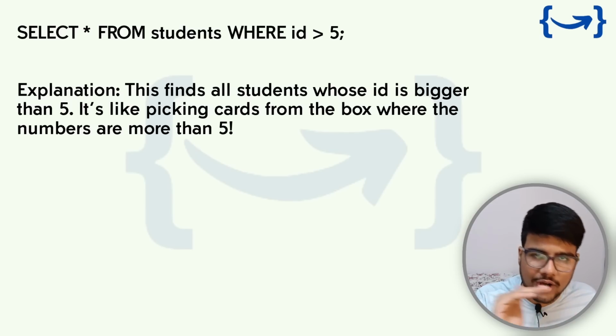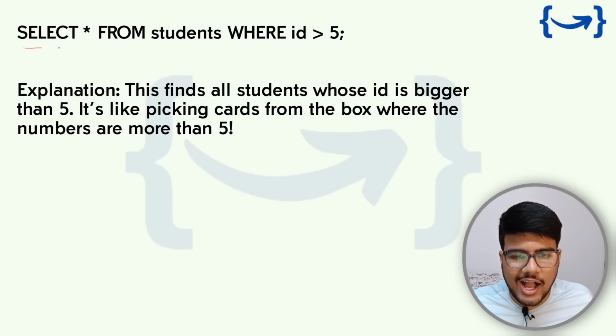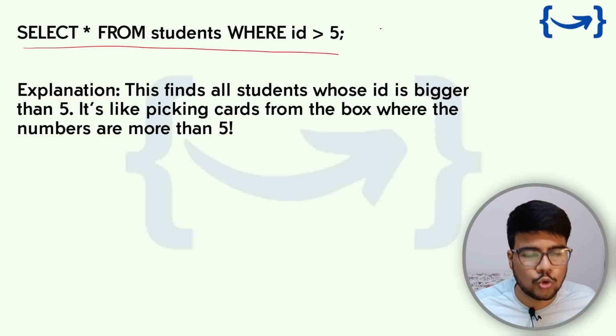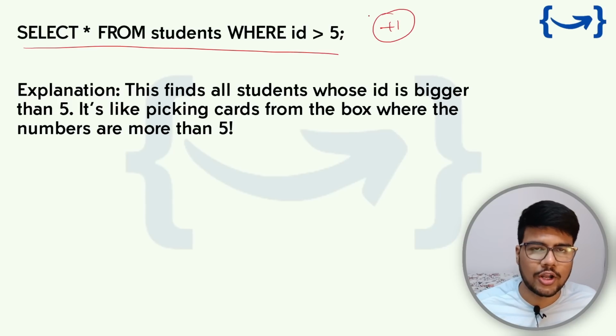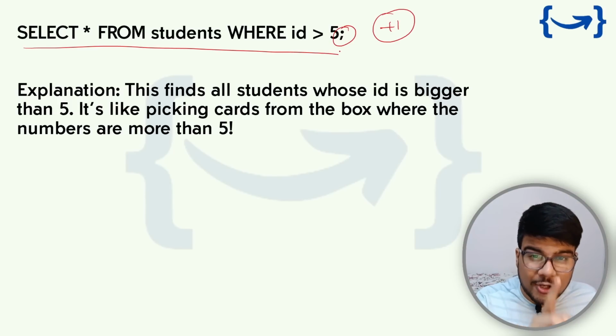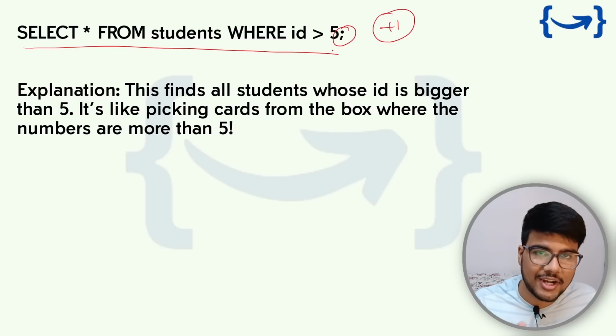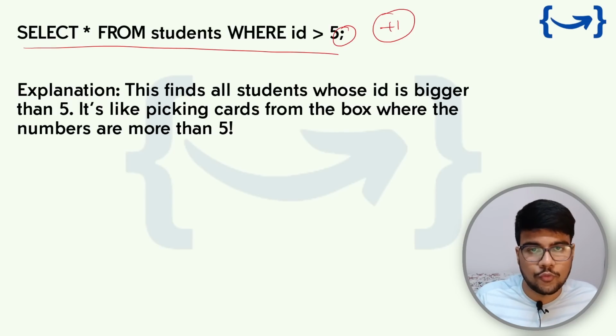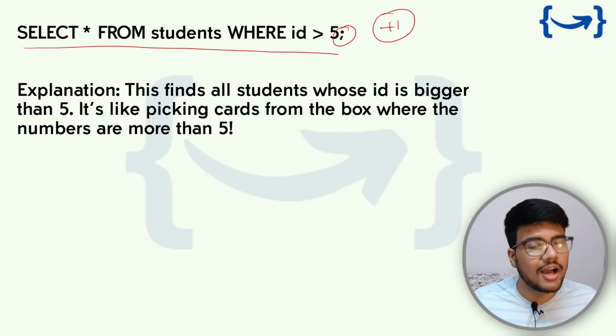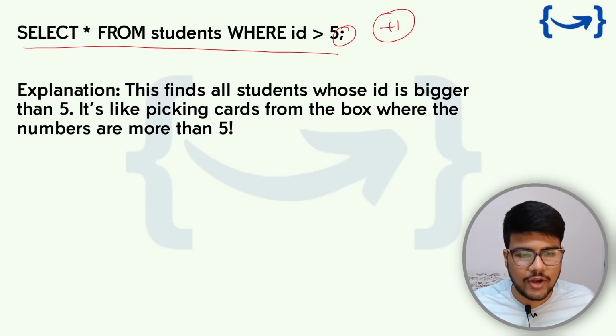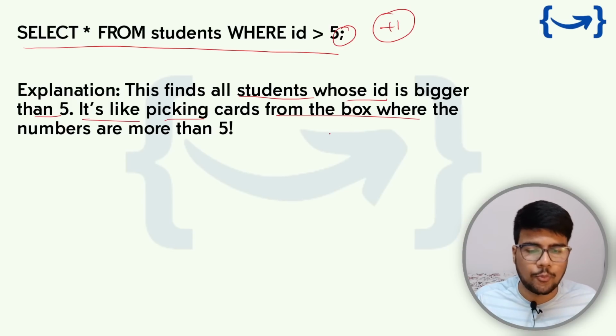And I hope you again mark this question right because I need all of you to score full in this particular test. But I will challenge you to let me know how much you scored. So +1 mark again, whatever you got. If you got it wrong, either the semicolon mistake, don't cheat me. Subtract it from your marks if you want to be very strict with your marking scheme. Otherwise 0. Okay, so this finds all students whose ID is bigger than 5. It's like picking cards from the box where the numbers are more than 5.